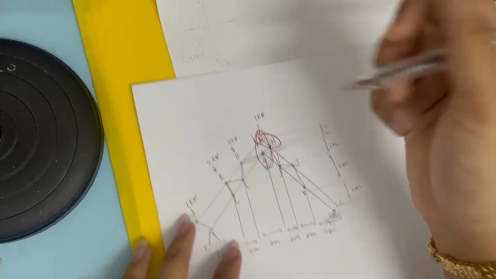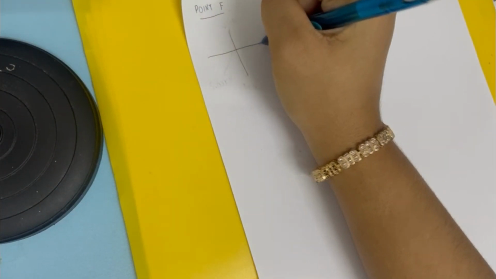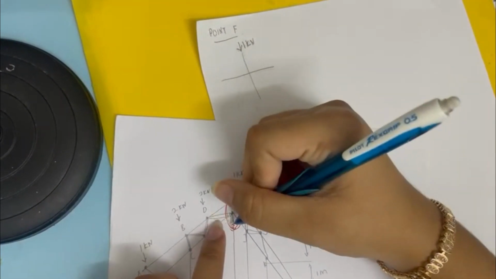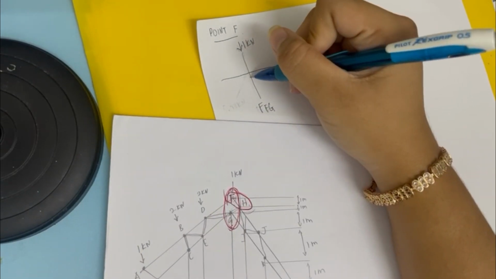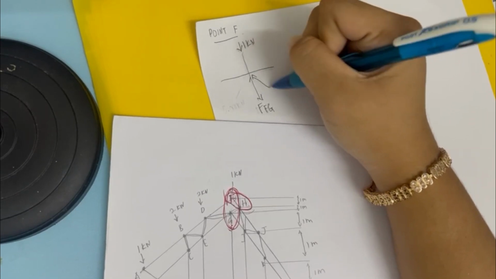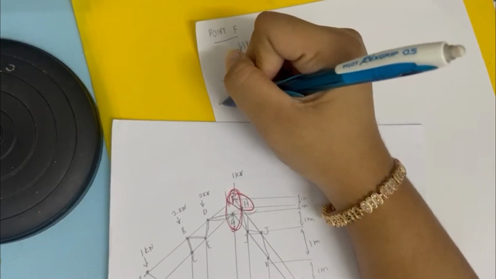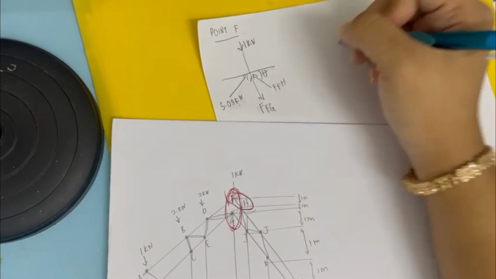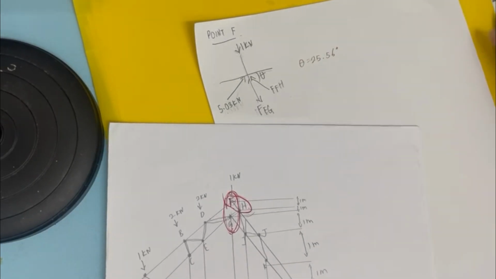Okay, we'll start with point F. As you can see, the members meeting at point F are FG and FH. So the first thing we need to do is go to FDF. As you can see here, the force in X is 1 kilonewton. This one is the force for FG, and this one is the force for FH. And this one is 5.03 kilonewton. So the tangent equal to 26.56 degrees.